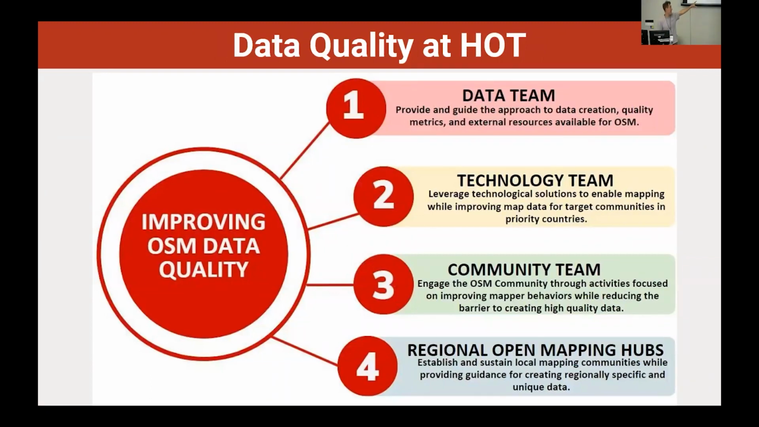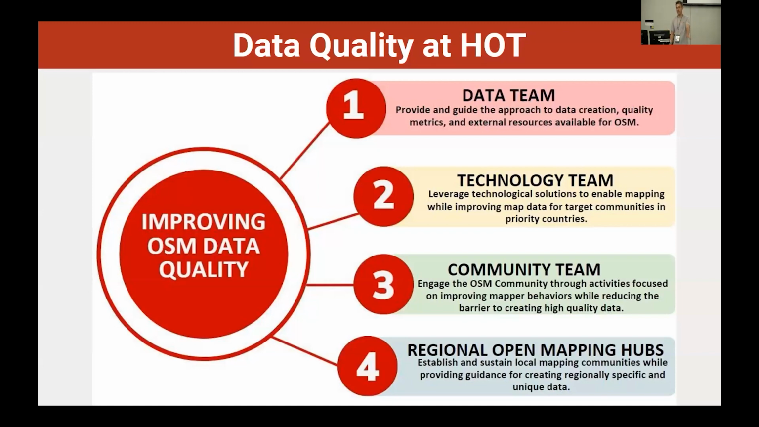We came up with four core objectives for each one of the teams at HOT. If you're not familiar with how the organization is structured, there's a data team, and they're responsible for overseeing all the data quality at HOT. They provide and guide the approach to creating data and some of the supporting documentation. There's the technology team. They build and maintain the technology that is used to create data. There are little things they can do with the technology so you can't create bad data. They want to make it as easy as possible to create high quality data.